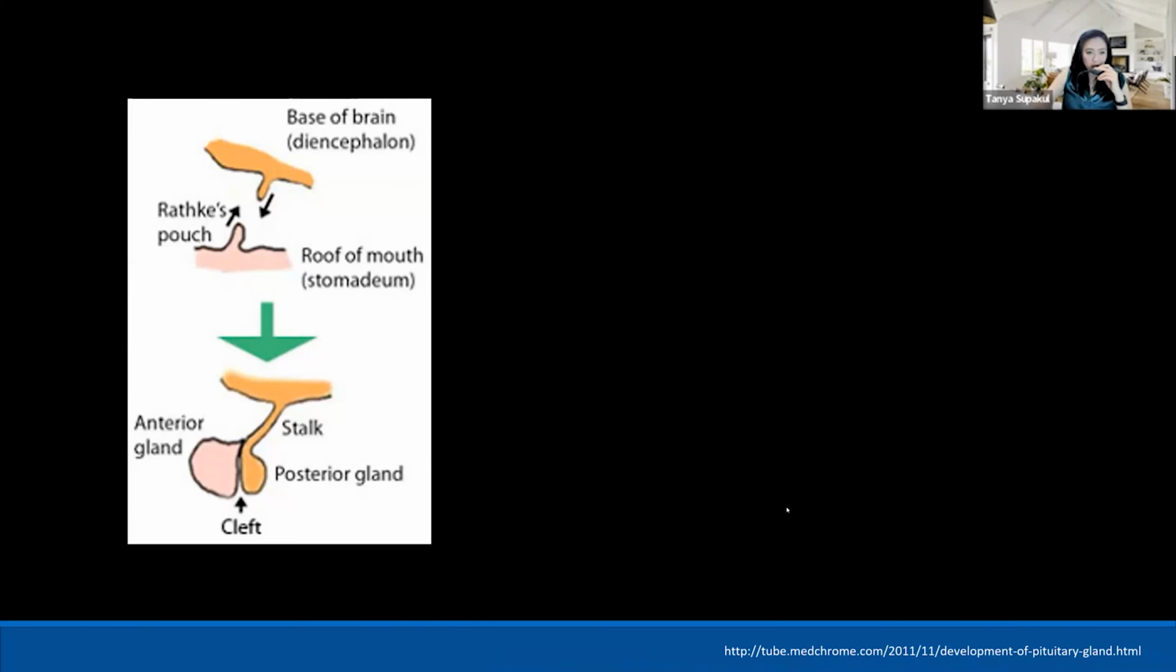In terms of development, the hypothalamus and pituitary stalk develop from the base of the brain or diencephalon, while the anterior gland comes from Rathke's pouch. So both of them come and sit together in the sellar area. And that's why there is some potential space between the anterior and posterior pituitary gland. Normally, you should not see anything, but sometimes you can see fluid in that potential space.